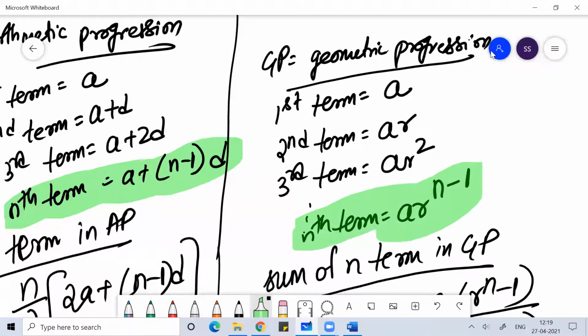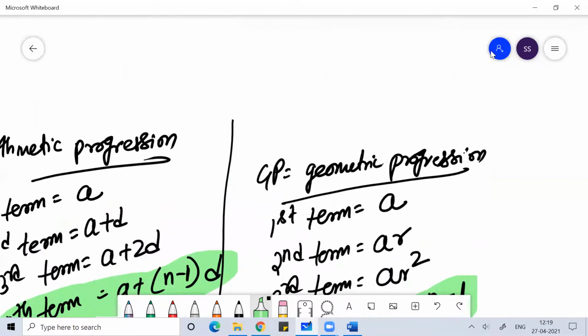You should know these formulas. GP means when the number increases or decreases with a common ratio, then the numbers are said to be in GP. For example, 2, 4, 8, 16, 32, 64. You can see the common ratio is 2.